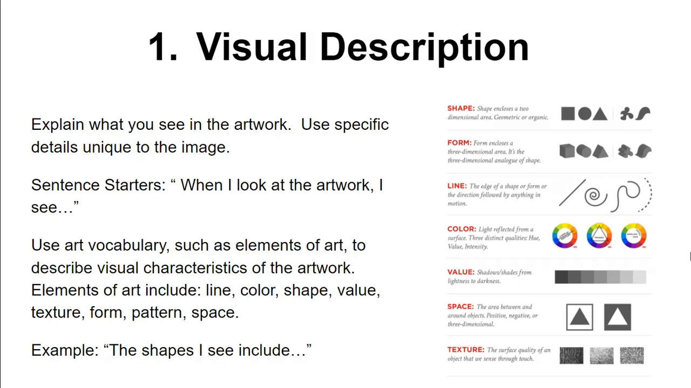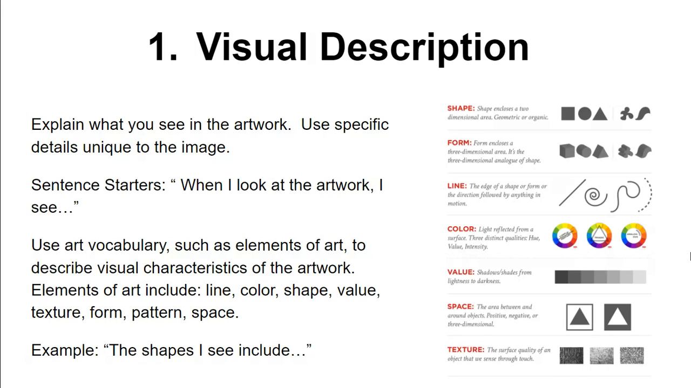Next, use art vocabulary, such as design or elements of art, to describe visual characteristics of the artwork. Elements of art include line, color, shape, value, texture, form, pattern, and space. Essentially, the elements of art are ingredients to create an artwork. So all artwork has at least a few, if not all, of these different elements of art.